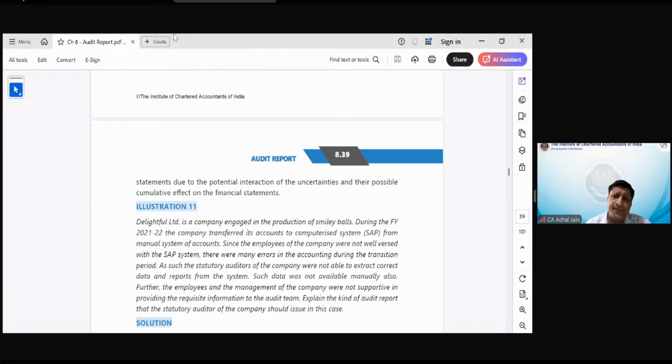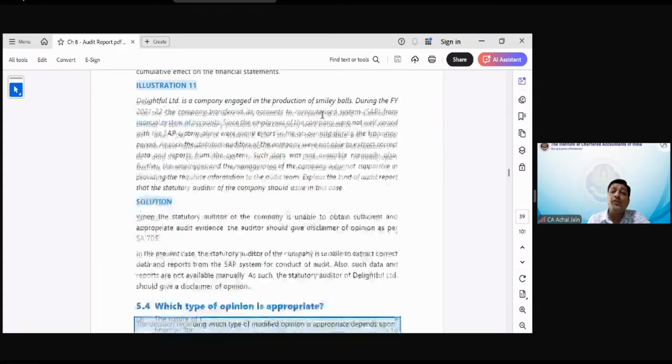Now, please understand. See, when the information is not available, two types of reporting implications could be there. What are those? Qualified or disclaimer. Adverse is not possible. Okay, so you should not be looking at adverse opinion, correct? Only two possibilities are there. What are those? Qualified or disclaimer. In the given case, auditor may go with disclaimer.